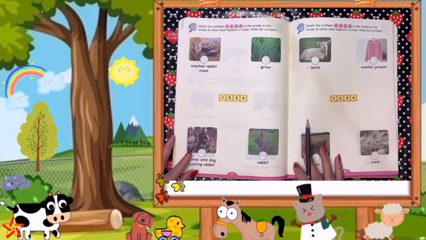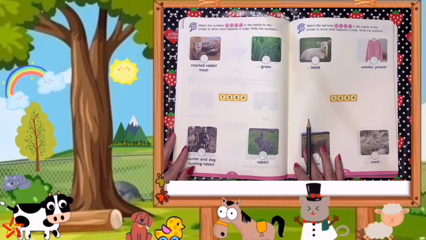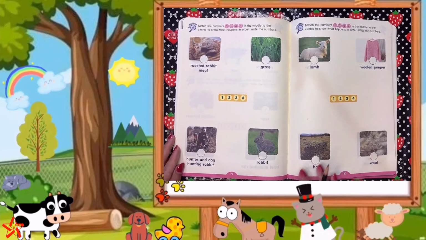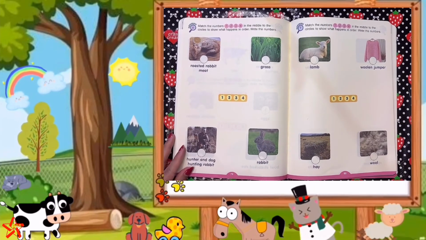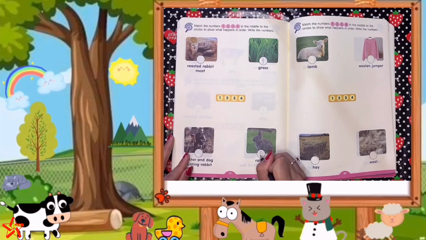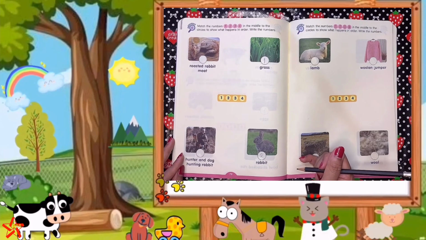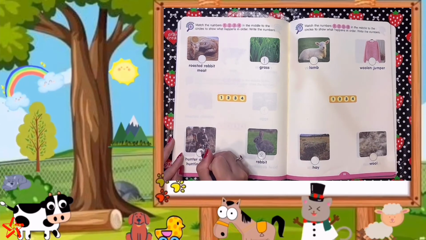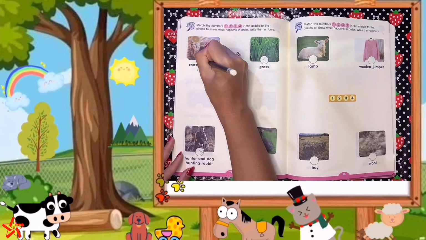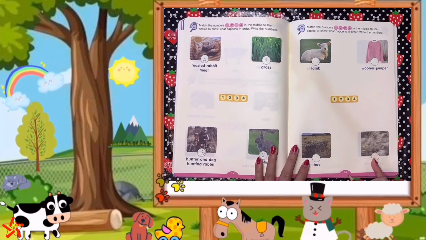Activity number 6, match the numbers 1, 2, 3, 4 in the middle to the circle to show what happens in order. Write the numbers 1, 2, 3, 4. The first one, this is the rabbit. What does the rabbit eat? The grass. So that is number 1. Number 2 is the rabbit. And what happened to the rabbit? Of course, the hunter or the dog hunts the rabbit. So that would be number 3. After hunting, we eat the rabbit. So that's roasted rabbit meat, number 4. When you're done with page 79, let's proceed to the last page, 80.